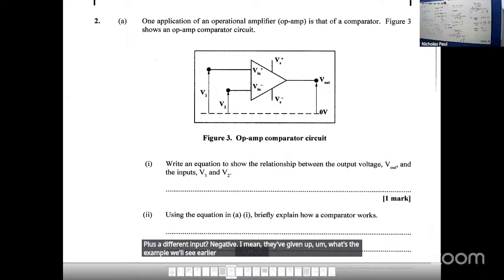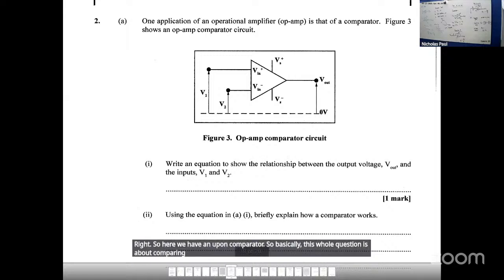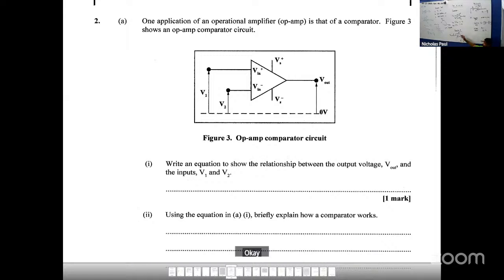The positive is on top and the negative underneath. They just switched it around; my diagram is the other way around. So here we have an op-amp comparator. Basically, this whole question is about comparing V1 and V2. That's exactly what we have here. Everybody okay with that?